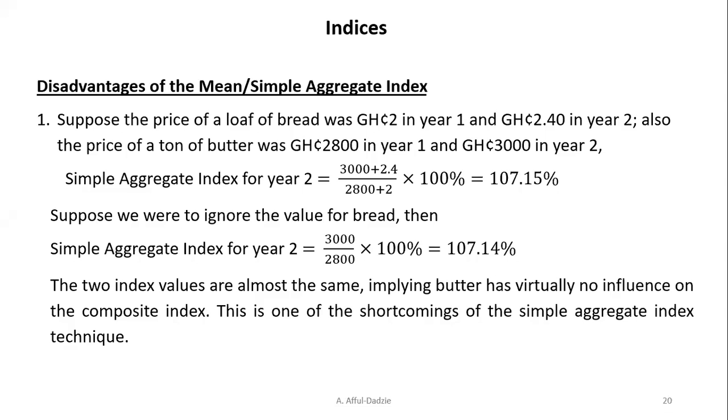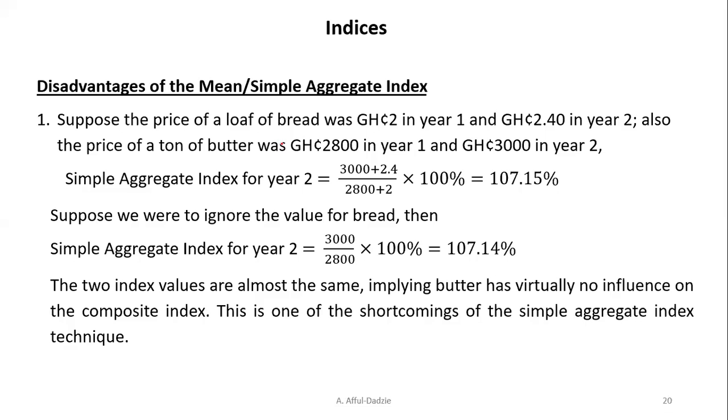But when you do this, what is the simple aggregate? They just lump all the things together and have one composite, and that doesn't really give you the true picture of what is entailed in it. The simple mean also has this problem: you don't get to see which of the items is contributing a higher change in price.